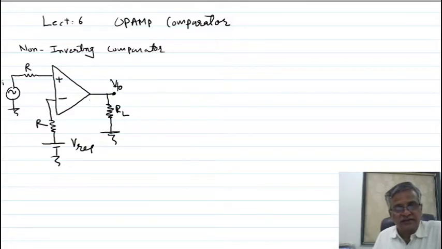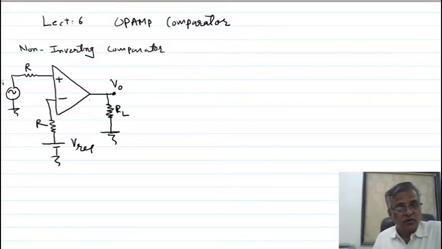An op-amp comparator is a circuit in which the input signal given to one terminal of the op-amp is compared with another reference voltage given to the other terminal. Here in a non-inverting comparator, the input signal is given to the non-inverting terminal and the reference voltage is given to the inverting terminal.